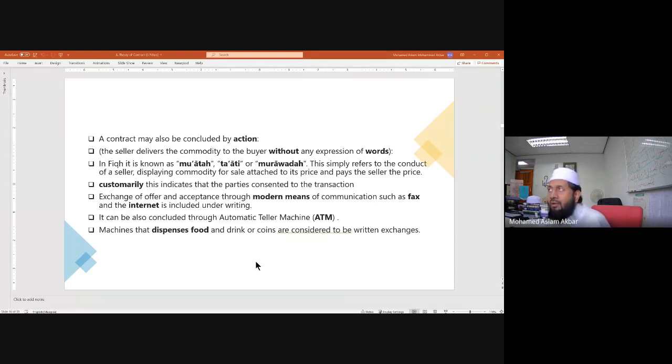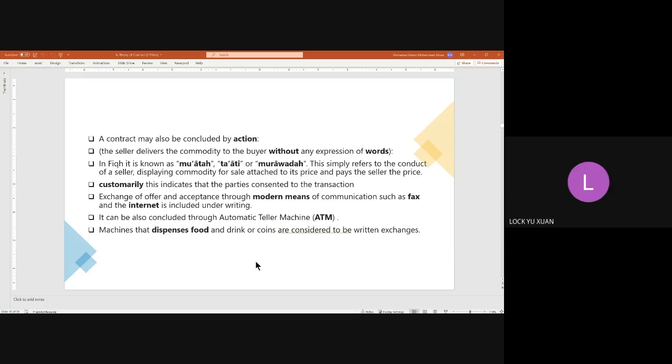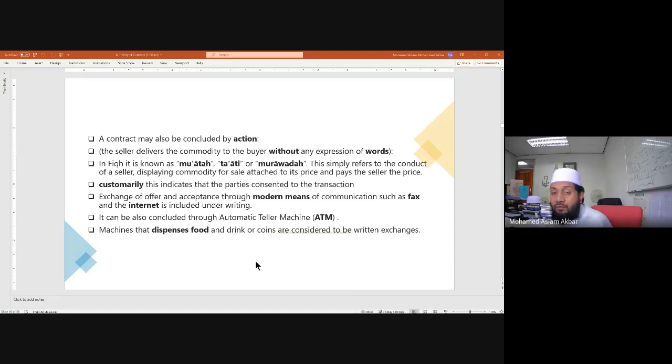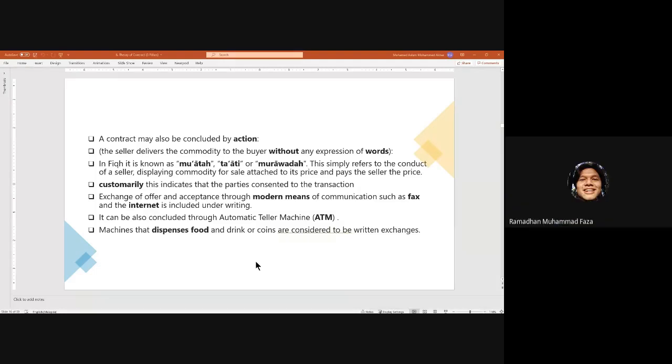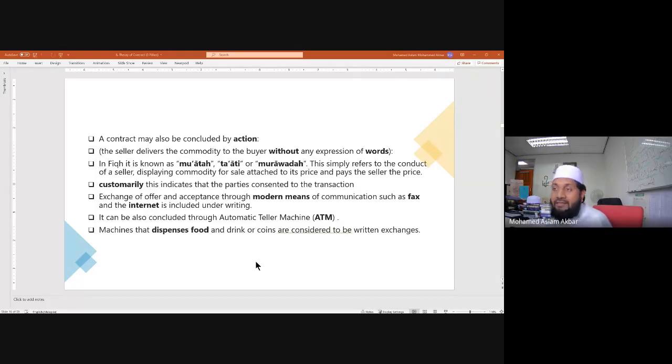Actually, it's not a big issue who is the offerer and who is the acceptor, because there is one thing that we all follow, which is custom. Remember when I taught you the principles of usulul fiqh, the secondary sources? We talk about ijma, qiyas, istihsan. Do you remember the word uruf? Uruf means customarily accepted. So custom is also a part of jurisprudence.